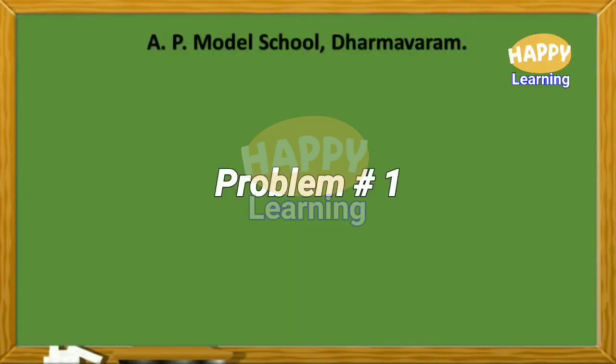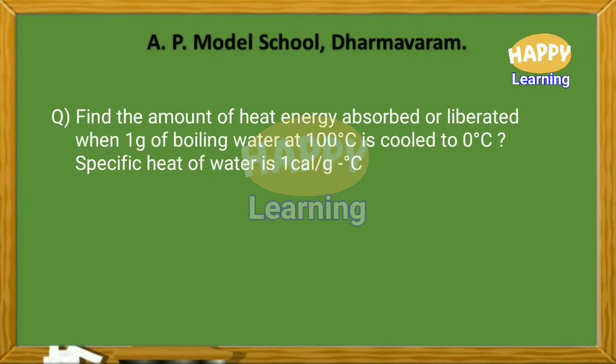Problem number 1. Find the amount of heat energy absorbed or liberated when 1 gram of boiling water at 100 degrees Celsius is cooled to 0 degrees Celsius. Specific heat of water is 1 calorie per gram per degree Celsius.